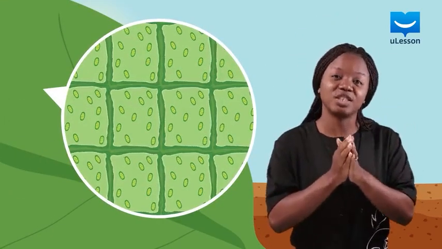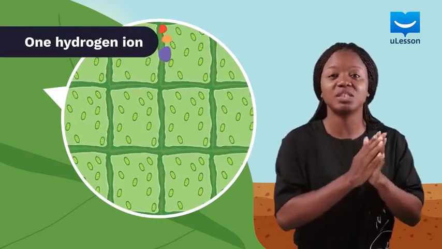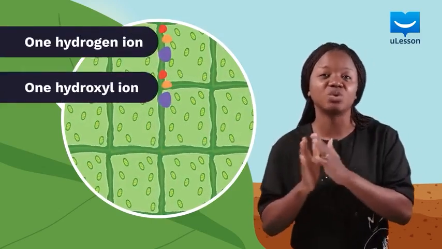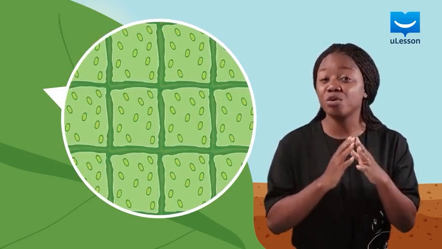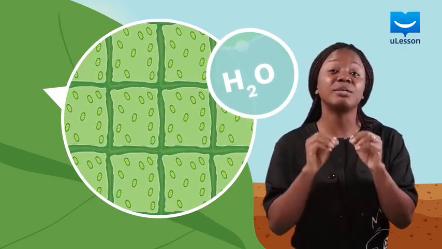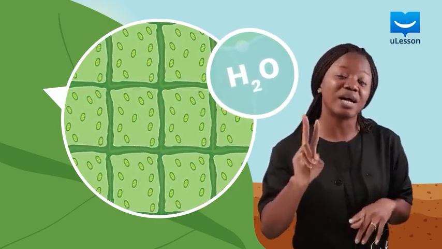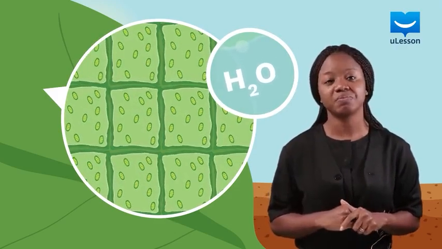Within the chloroplasts present in parts of green plants, such as the leaves, chlorophyll traps light energy, and this energy is used to split the water into one hydrogen ion and one hydroxyl ion. Water is depicted by the chemical formula H2O, which simply means it contains 2 atoms of hydrogen and 1 atom of oxygen.